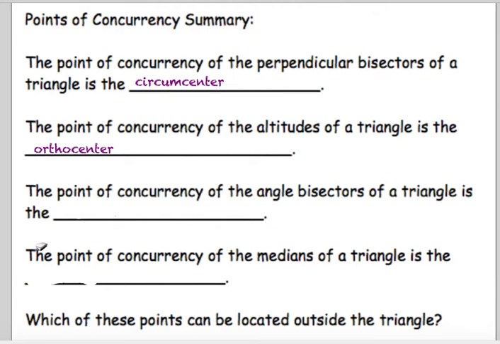The point of concurrency of the angle bisectors of a triangle is called the incenter. That's the center of a circle that can be drawn inside of the triangle, where each edge of the circle would touch the edge of the triangle.